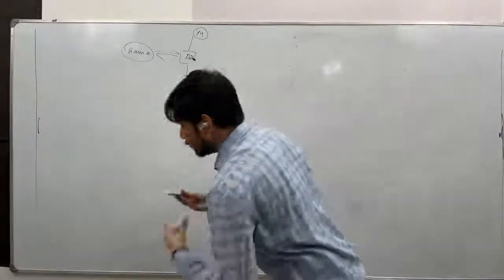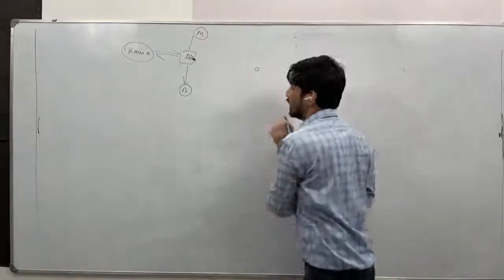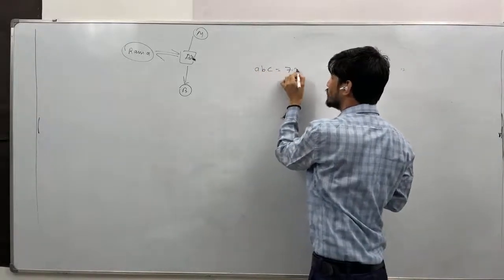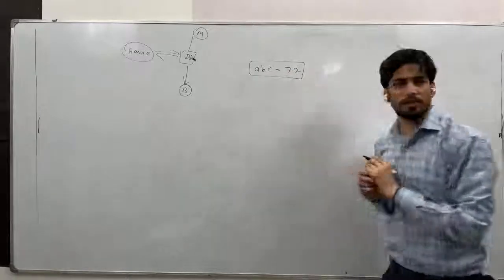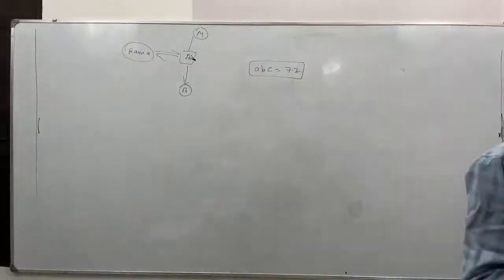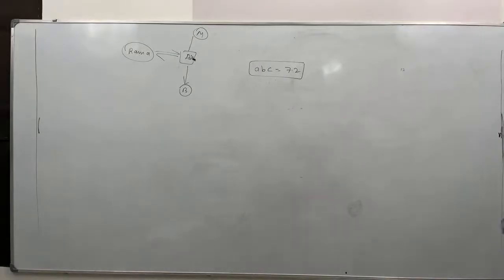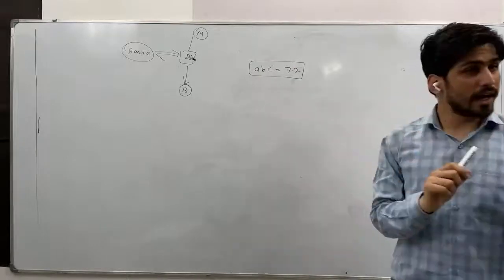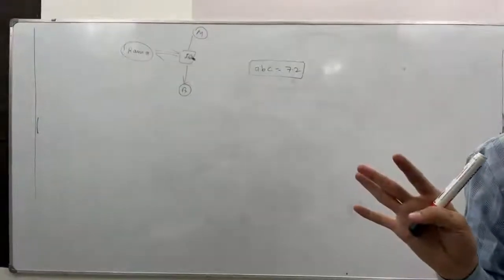Let's say there are three ages, A, B, and C. The product of their ages is 72. And we all know that A, B, and C are natural numbers. They cannot be in fraction or decimal form. So now the question is, how will you find the ages of A, B, and C? Here A, B, and C will all be distinct.